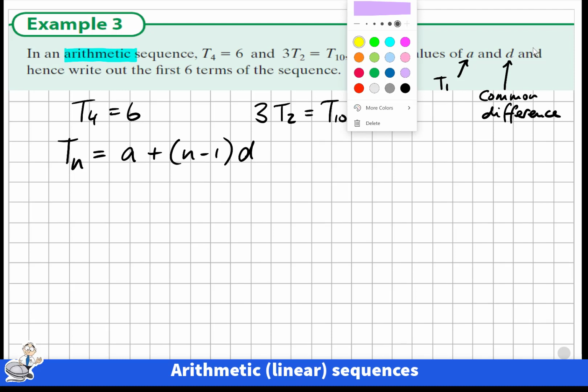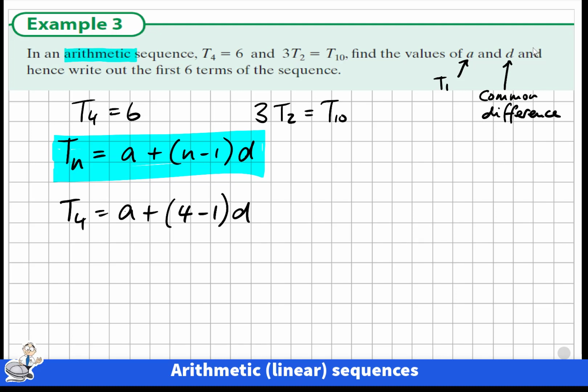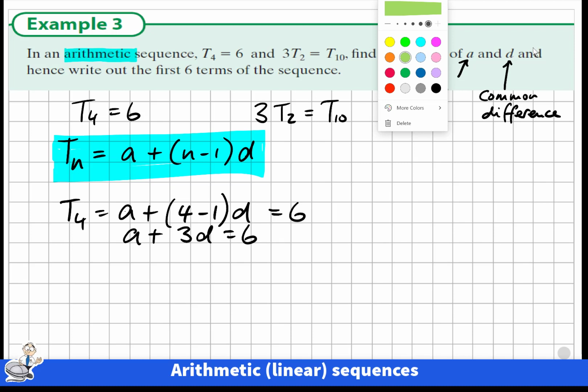Bear with me now. So this is my formula. Term 4 must be, I don't know what A is, but it's A plus 4 minus 1 times D, because I know that n is 4. And I know that that is equal to 6. So just tidying that up, it tells me A plus 3D is equal to 6. So that's the first equation that I can get out of this.